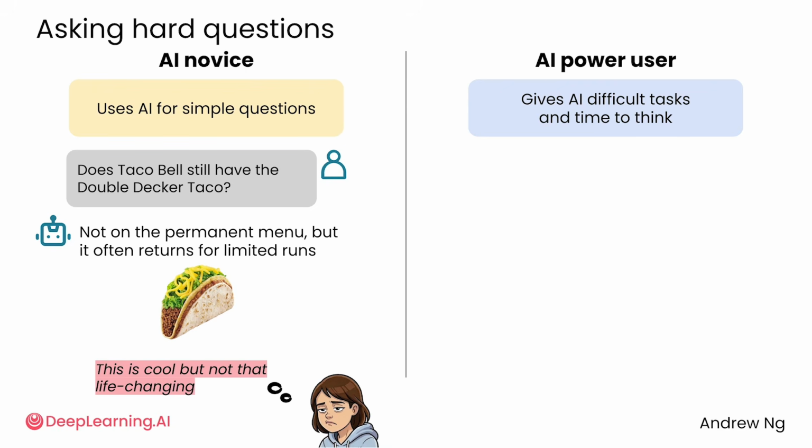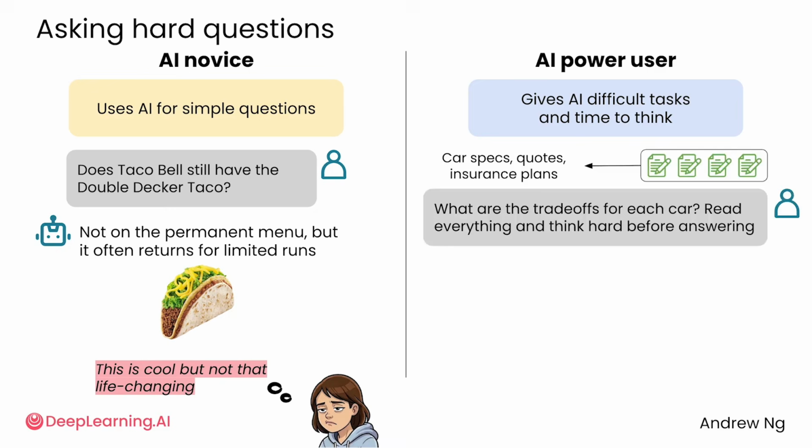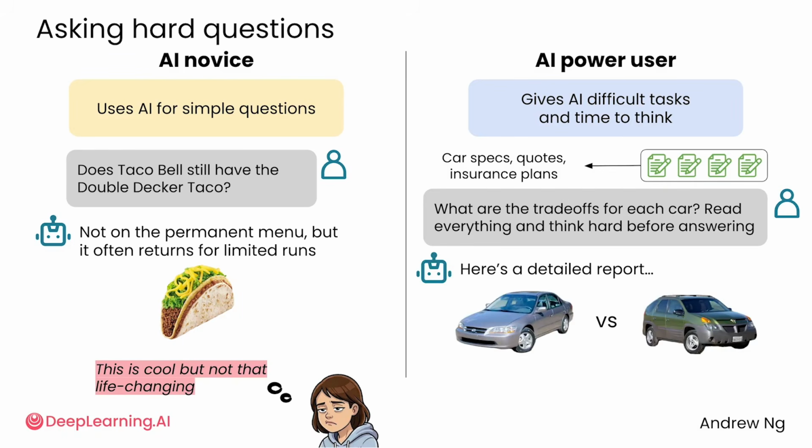For example, if you're looking to buy a car, you can upload to most of the commercial services like ChatGPT, Gemini, Anthropic's Claude, or others, a set of documents including car specs, quotes, insurance plans, and ask it, what are the trade-offs for these different cars I'm thinking about? And tell it to read everything and to think hard before answering. And this can cause AI to spend many seconds or even minutes to think and then compile a detailed report for you. I find this a huge time saver for a lot of things I have to do.